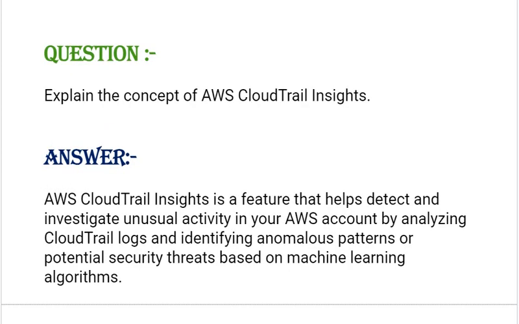Our next interview question is: explain the concept of AWS CloudTrail Insights. Your answer should be AWS CloudTrail Insights is a feature that helps detect and investigate unusual activity in your AWS account by analyzing CloudTrail logs and identifying anomalous patterns or potential security threats based on machine learning algorithms.